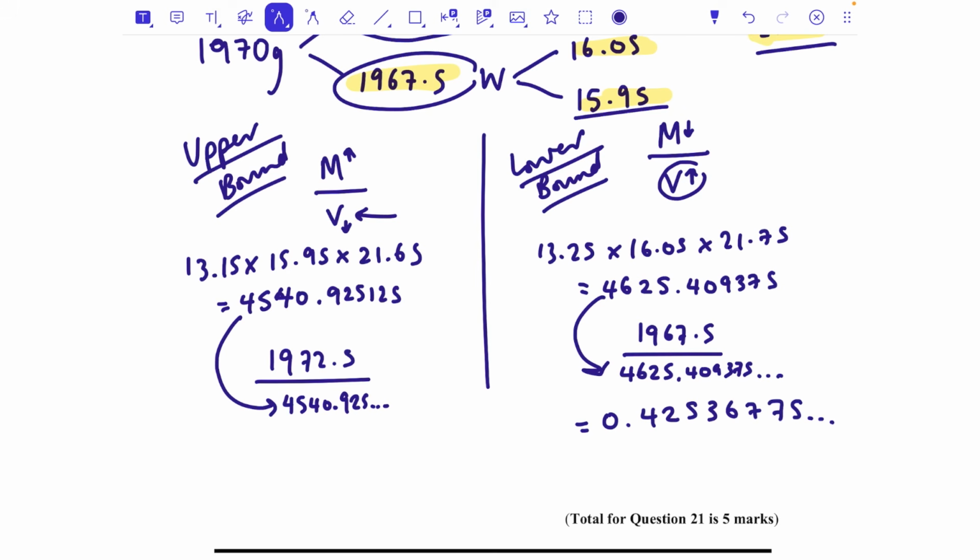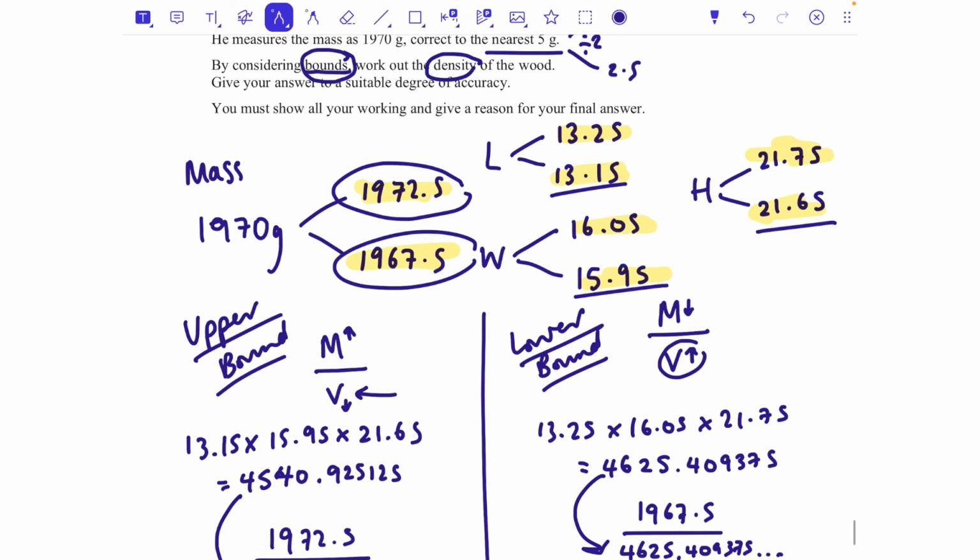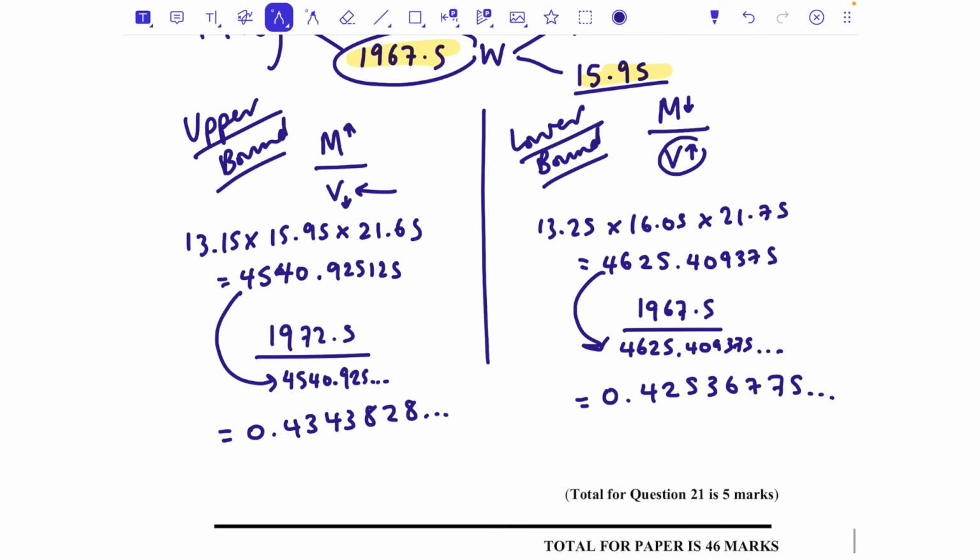And for the upper bound on the left, 1,972.5 divided by 4,540.925125 gives me 0.4343828, and so on. Okay, so now it says by considering bounds, and to do that we need to see how many significant figures they agree to. So if I rounded both of these numbers to one significant figure, they would both be 0.4. Great. Now let's see if we can go to two significant figures.